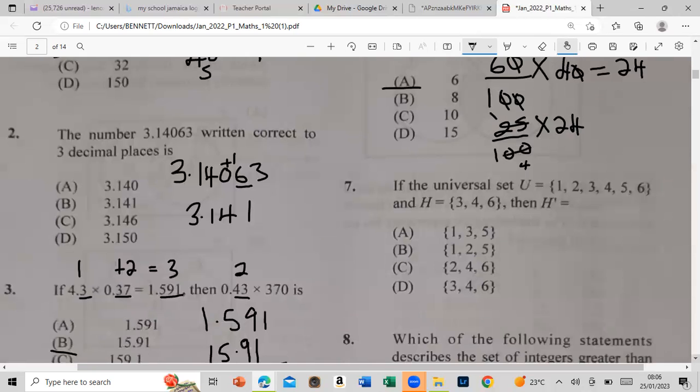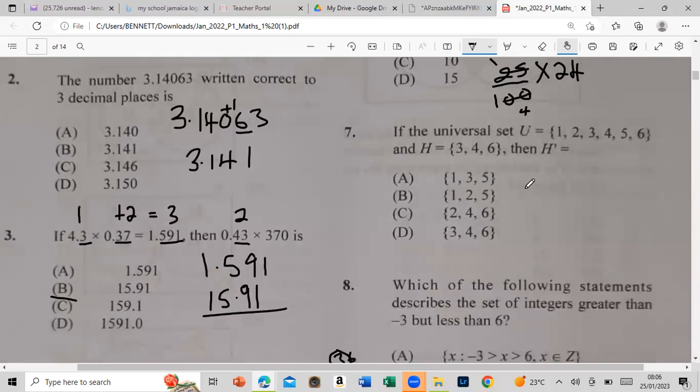Alright, let's move on to number 7. It says, if a universal set U is 1, 2, 3, 4, 5, 6, and H is equal to 3, 4, 5, 6, then H prime is, this means not in H. So we're going to write all the numbers that are not in H. All the ones that are in H, we're going to cross them out: 3, 4, 5, 6. That means the others would be H prime, not in H. So it's 1, 2. So our answer would be B.